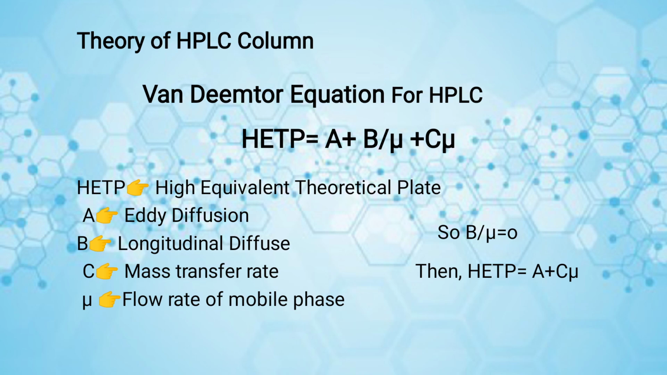As discussed about this Van Deemter equation for HPLC, here the value of longitudinal diffusion is negligible, nearly 0. So the Van Deemter equation for HPLC will be HETP equals A plus C mu, because the value of B by mu is negligible. We are removing B by mu from the Van Deemter equation. This is the equation for HPLC.